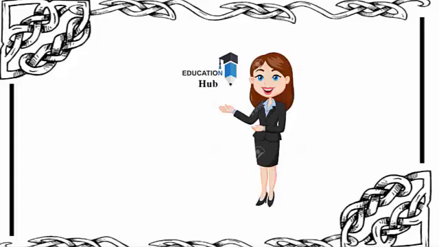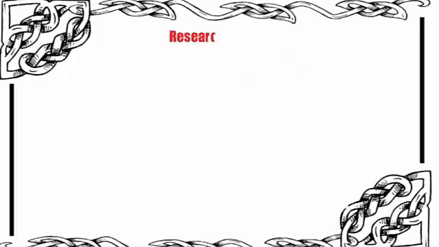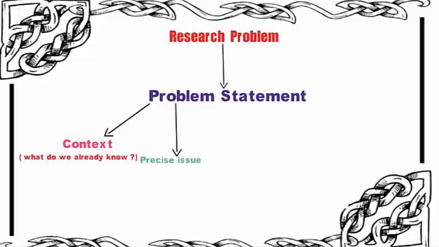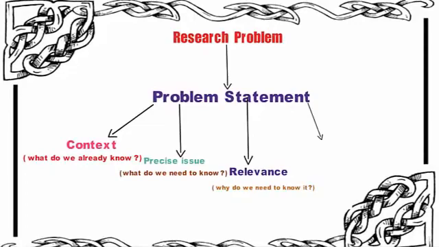After you have identified a research problem for your project, the next step is to write a problem statement. An effective problem statement is concise and concrete. It should put the problem in context. What do we already know? Describe the precise issue that the research will address. What do we need to know? Show the relevance of the problem. Why do we need to know it? Set the objectives of the research. What will you do to find out?